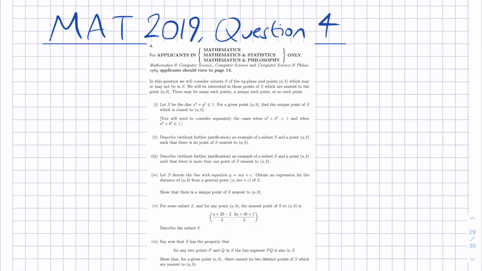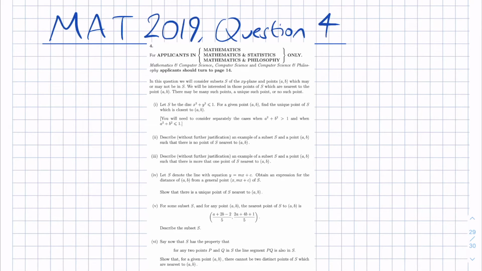The question says, in this question, we will consider subsets S of the xy plane, and points A, B, which may or may not be in S. We will be interested in those points of S which are nearest to the point A, B. There may be many such points, a unique such point, or no such point.